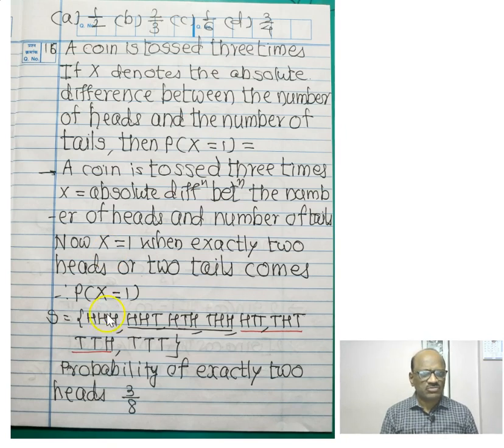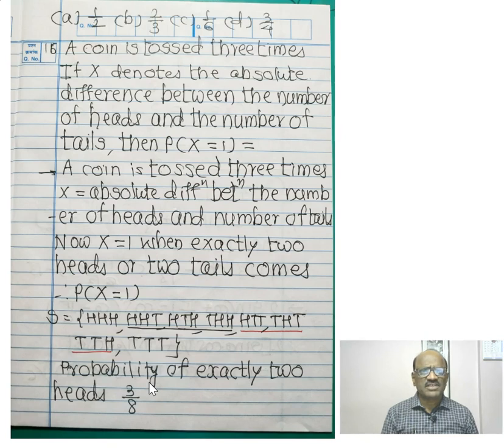Now see this. This is the sample space when a coin is tossed 3 times: HHH, HHT, HTH, THH, HTT, THT, TTH, TTT. Probability of exactly 2 heads is 3 by 8.